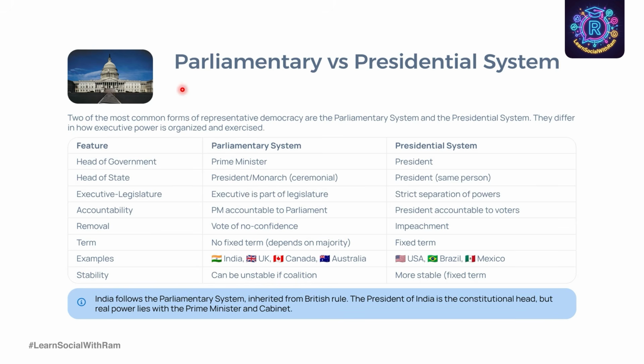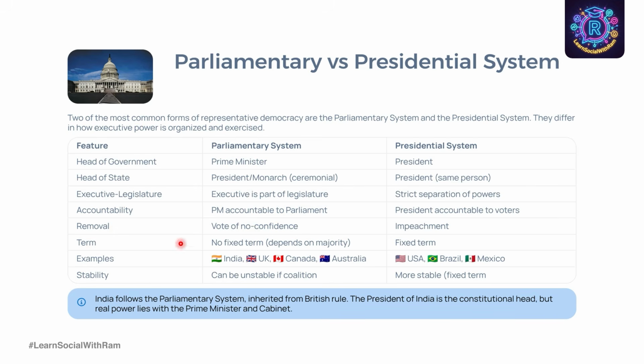One is the parliamentary form and one more is the presidential form. Please do take a screenshot of this, and this is a very important question for your examination for 5 marks. So let us try to understand first the parliamentary system followed by the presidential system. In the parliamentary system, the Prime Minister is the head of the government and the President is the constitutional head, that is, head of the state. Here the executive is a part of the legislature, and when it comes to accountability, the Prime Minister is accountable to Parliament, and the removal process is through the vote of no confidence.